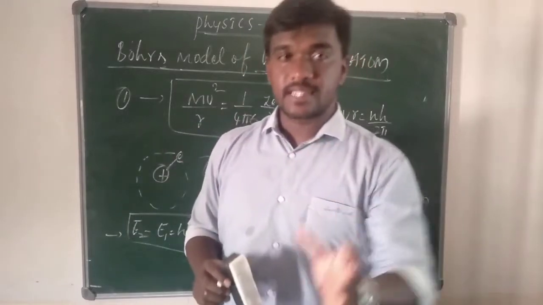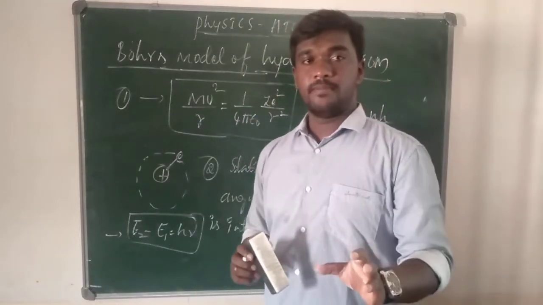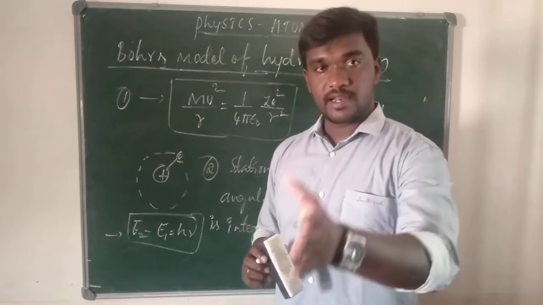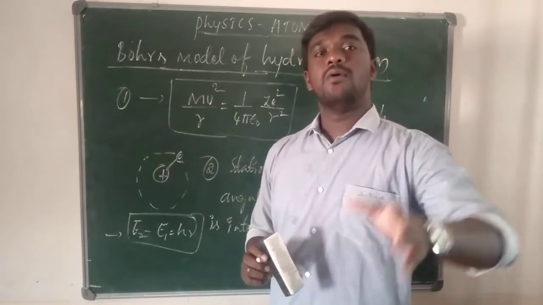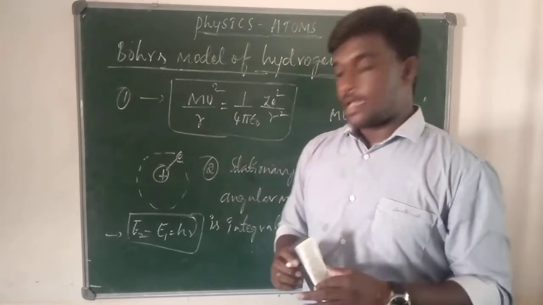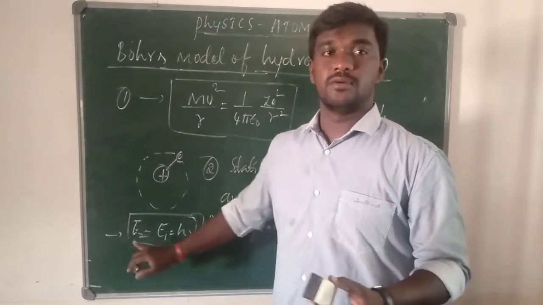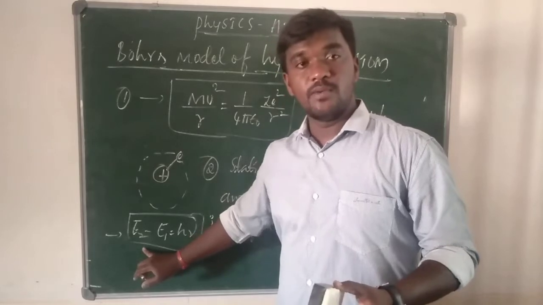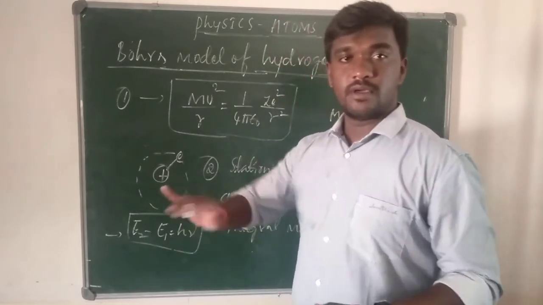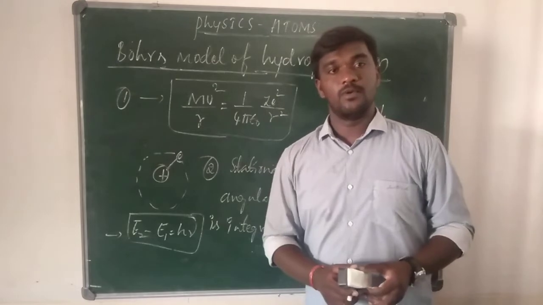An atom can radiate energy when the electron transitions from an orbit of higher energy level to a lower energy level. That means the energy h nu is equal to the higher energy E2 minus E1, which is equal to h nu. These are the main three postulates of Bohr's.